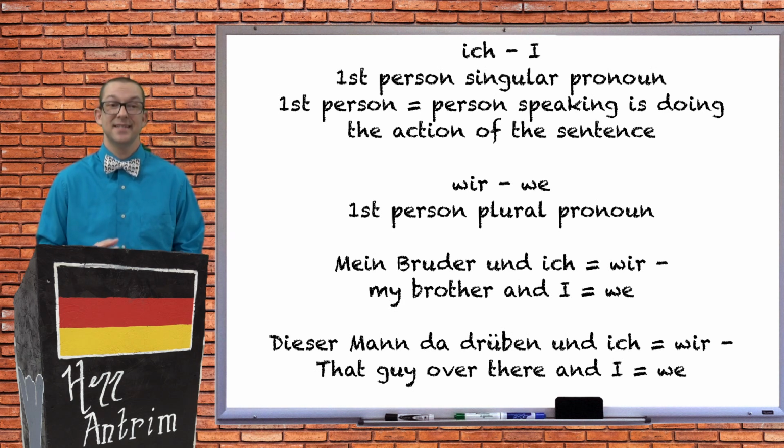Wir is the German version of we. It's used exactly as it is in English. If you and another person or more are referred to with a single pronoun, you use wir. Mein Bruder und ich. My brother and I. Wir. Dieser Mann da drüben und ich. That guy over there and I. Wir. You get the idea.